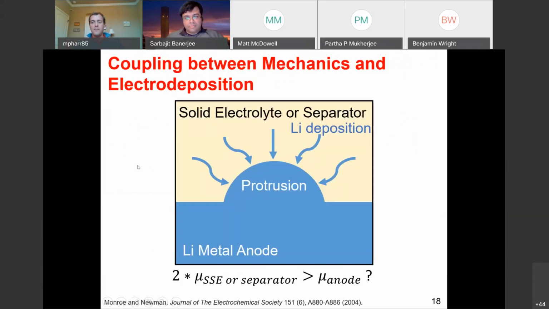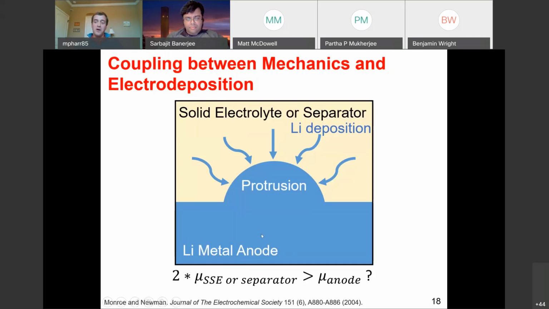And so one way you can think about that is, all right, I'm going to form this dendritic structure if I have a liquid electrolyte, but what if, as Matt alluded to in the last talk, we have a solid electrolyte or a stiff separator in contact with that lithium metal anode? Can I flatten out the thing that wants to form the protrusion? And so just intuitively, I need something stiff to do this, right? There's renewed interest in this, so there are lots more involved models, but one of the original models was, okay, we'll go through this whole song and dance, do the whole analysis, and sure enough, you find that if your separator or solid electrolyte has about twice the modulus of the anode itself, then you should be able to prevent the formation of these dendrites.